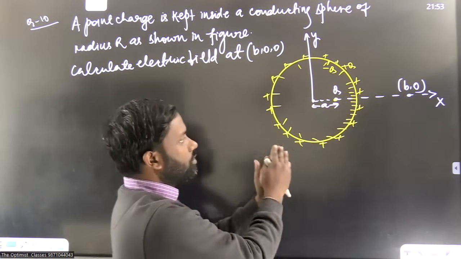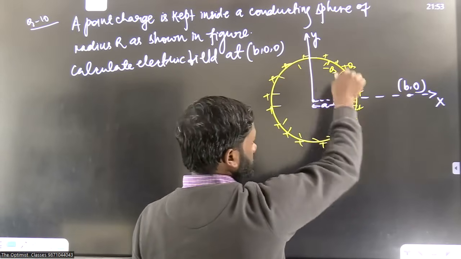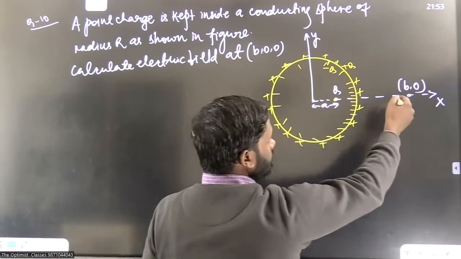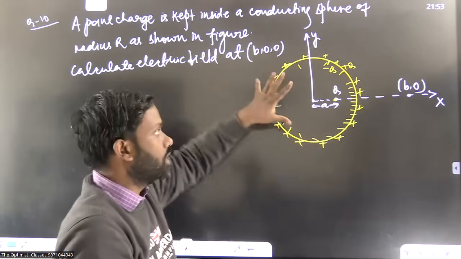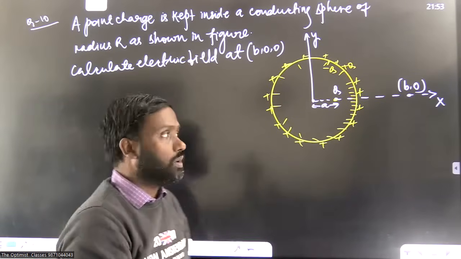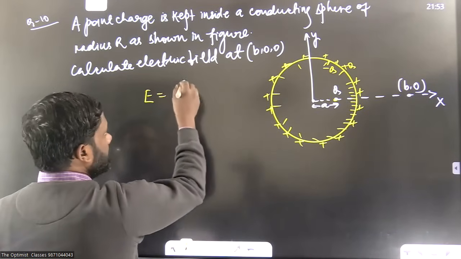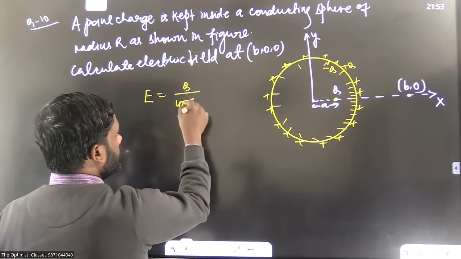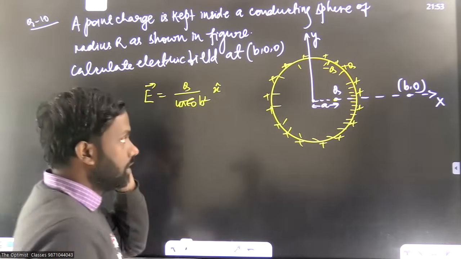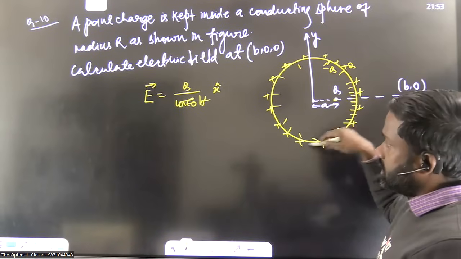The outside field is determined only by the outer charge, not by these inner charges. Irrespective of where this charge is, the field outside is only determined by the outer charge. The outer charge is uniformly distributed, so it behaves as if it is concentrated at the center. The distance of this point from the center is b, so the electric field will simply be q upon 4 pi epsilon naught b square, and the direction will be x cap. That is the answer. The field is decided only by the outer charge, not by the inner charges.